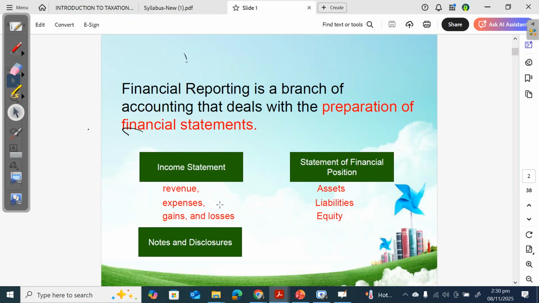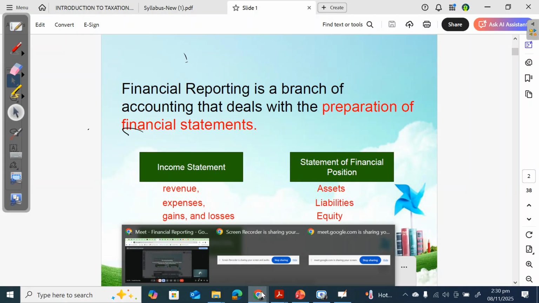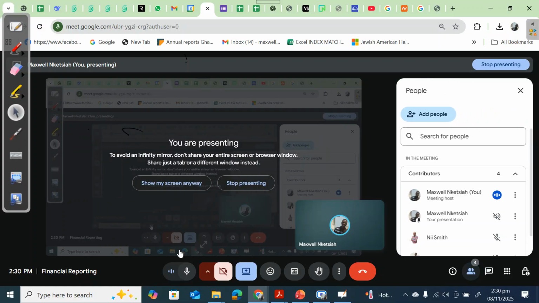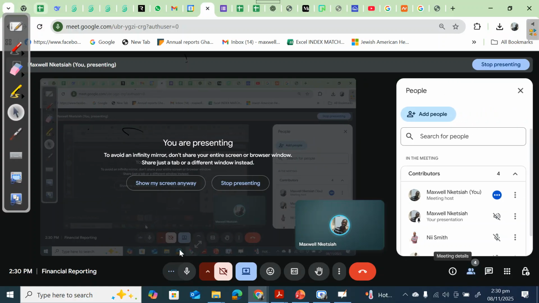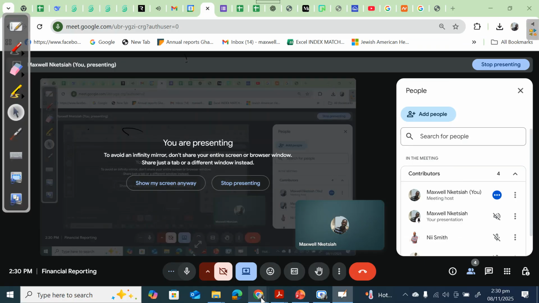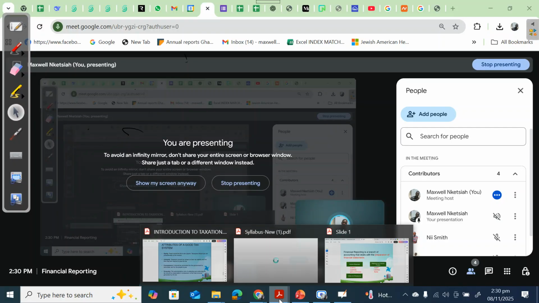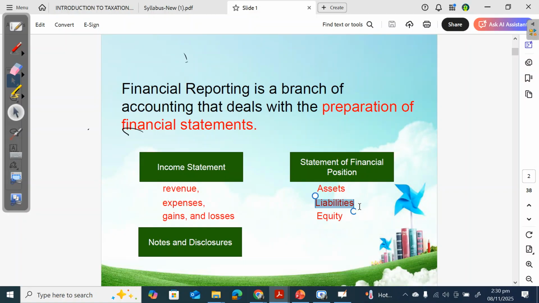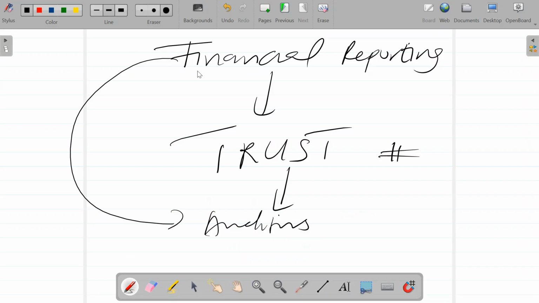So at the end of the year, how much assets are you holding? What is your liability? How much are you owing others? Your equity. So the equity is how much is available for shareholders.